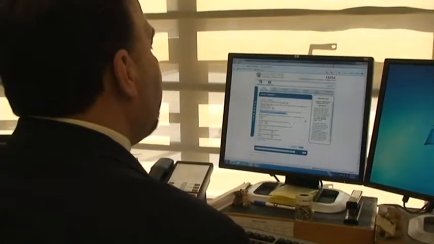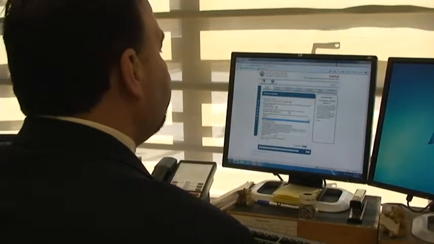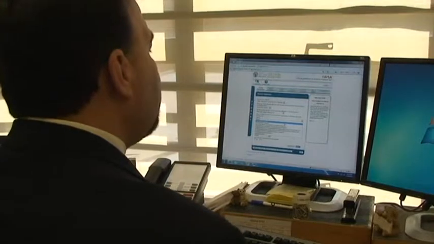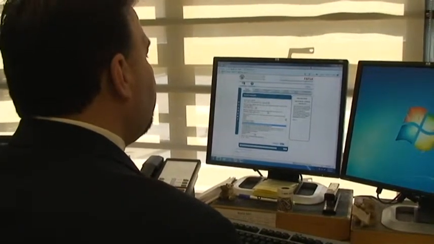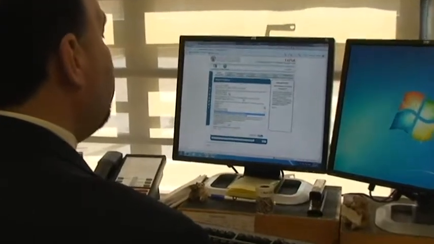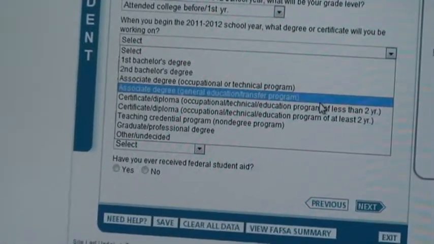The next step is going to ask what will be your degree or certificate you'll be working on. Your options are first bachelor's degree, second bachelor's degree, associate degree for a technical or occupational program, associate degree for general education or transfer program.